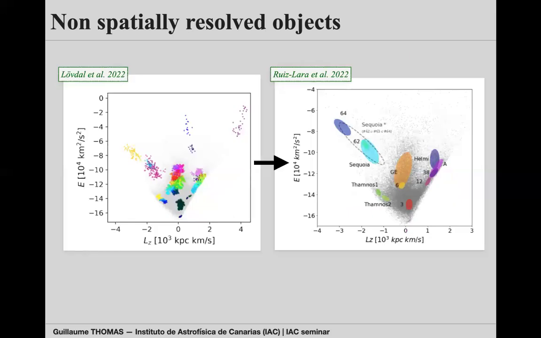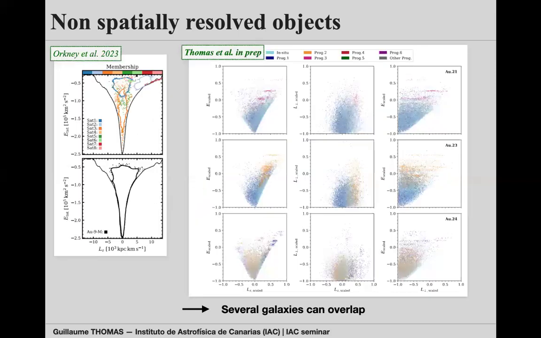So one of the problems that we have had for a very long time is that the structures we can just detect by eye. There was no method really developed to detect them automatically until this paper of Sophie Lovedahl and Thomas Ruiz-Lara, a former postdoc here, who were able to develop a method to detect the structures in dynamical space and to link some of the structures together.